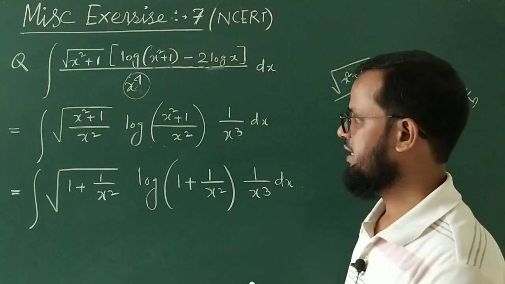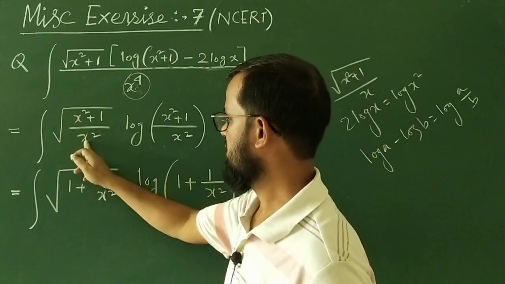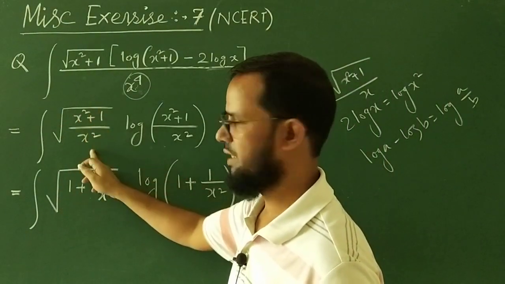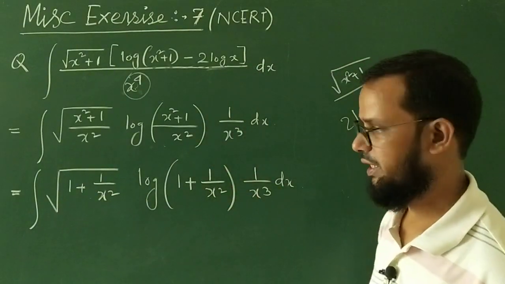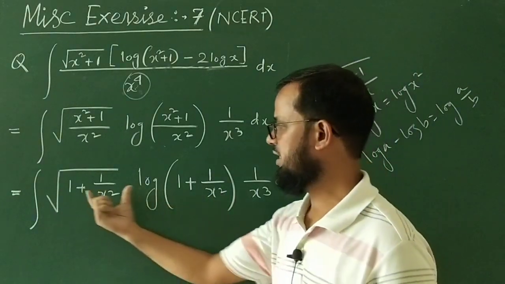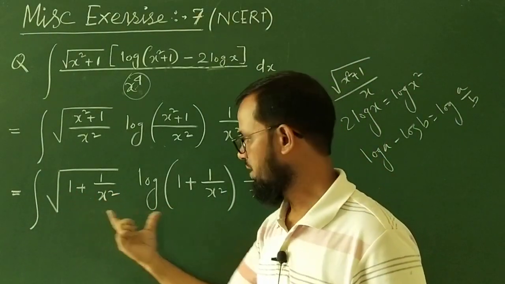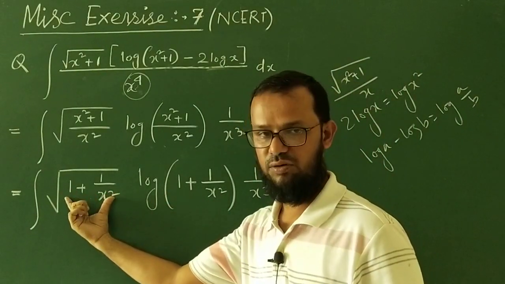And then I separate this x square by x square, which is equal to 1, plus 1 by x square. Another arrangement, and similarly this one is also done. Now this expression and that expression are the same, but this expression is under a square root.